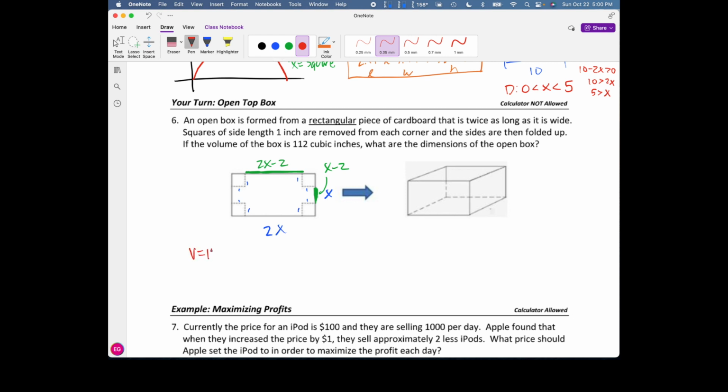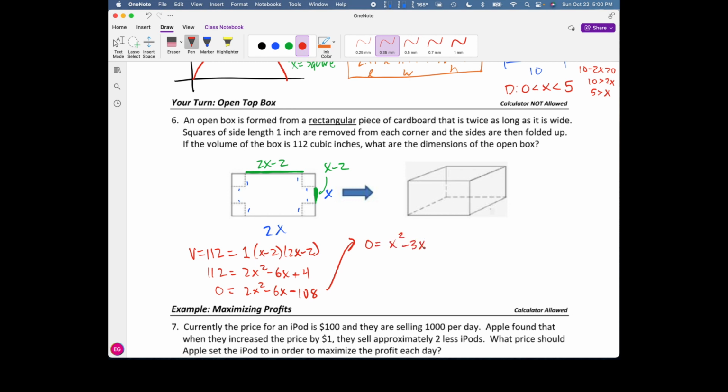So our volume is going to be 112, which is going to equal our length times width times height. So the height of the box is 1. And then we have x minus 2 and 2x minus 2. All right. So what I'm going to do is start off by FOILing. So I'm going to get 2x squared minus 6x plus 4. And then we're going to move this 112 to the other side, which is going to give me a negative 108. I'm going to divide all of that by 2, to try to get this a little bit easier for me to factor maybe.